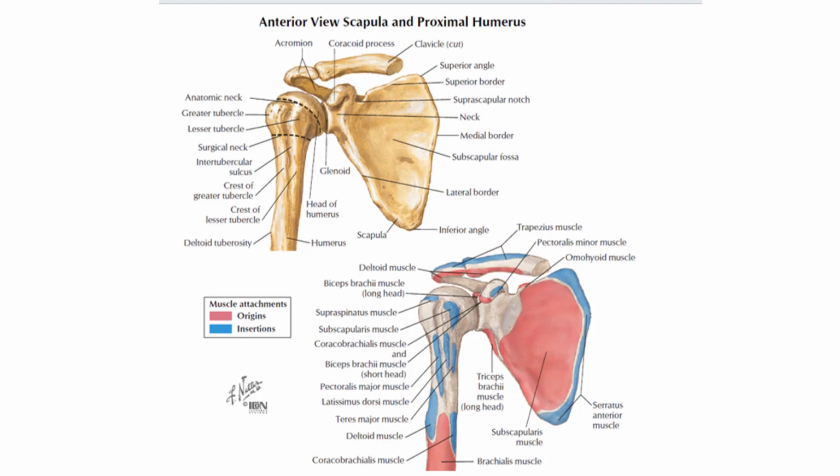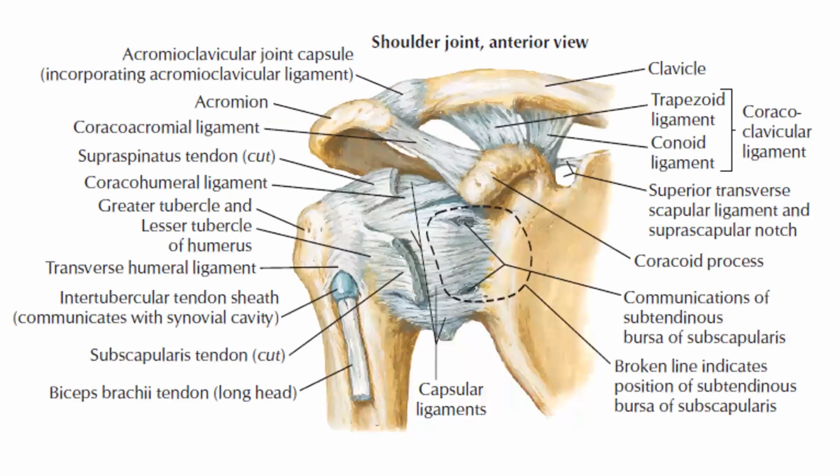You should know where the muscle insertions are. You should know where the pectoralis major, the latissimus dorsi, and the teres minor tendons are inserted. You should know that the subscapularis inserts on the lesser tuberosity, and you should know that the long head of the biceps exists in between the greater and lesser tuberosities. This shows you the anatomical structures that I spoke about.